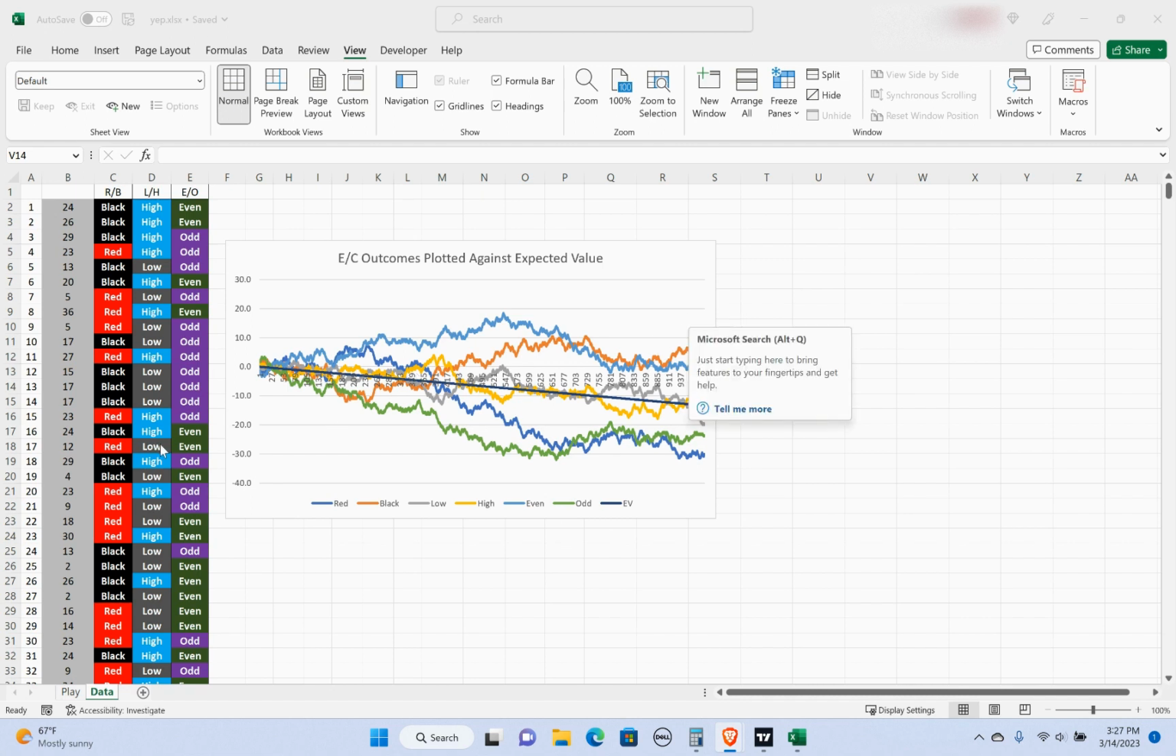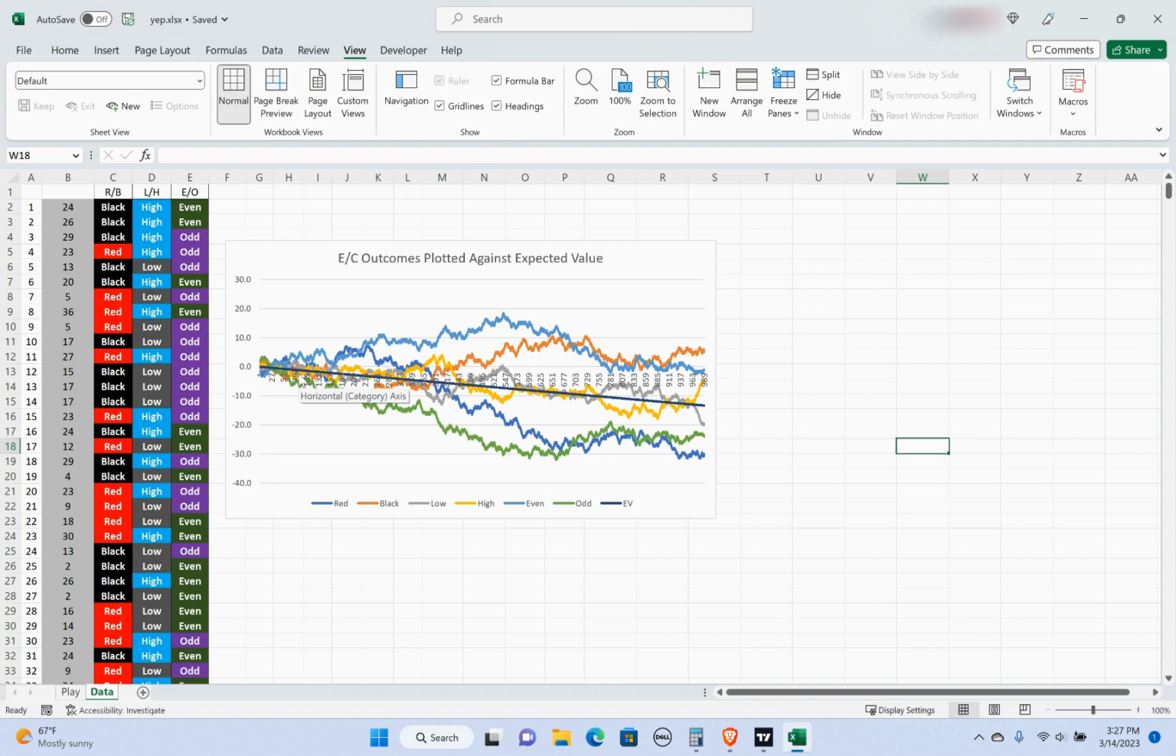So, what you can see in front of you here is 1,000 spins, and this is the outcome of all the even chance bets plotted against the expected value. So what does that mean? We all know the house has an edge, and this is assuming a single-zero European wheel.